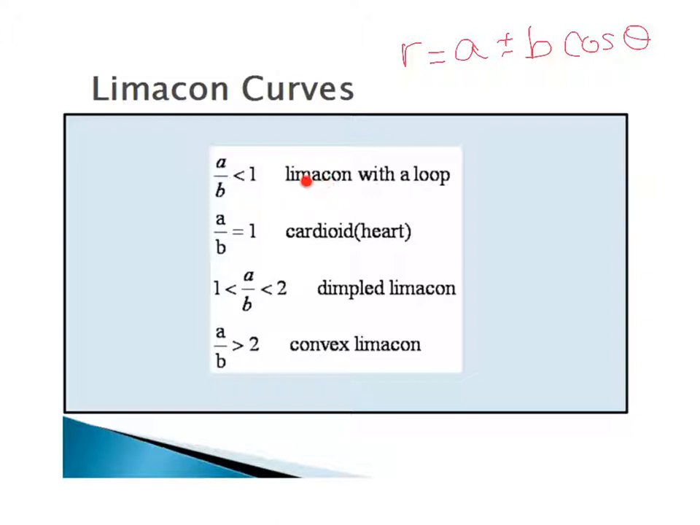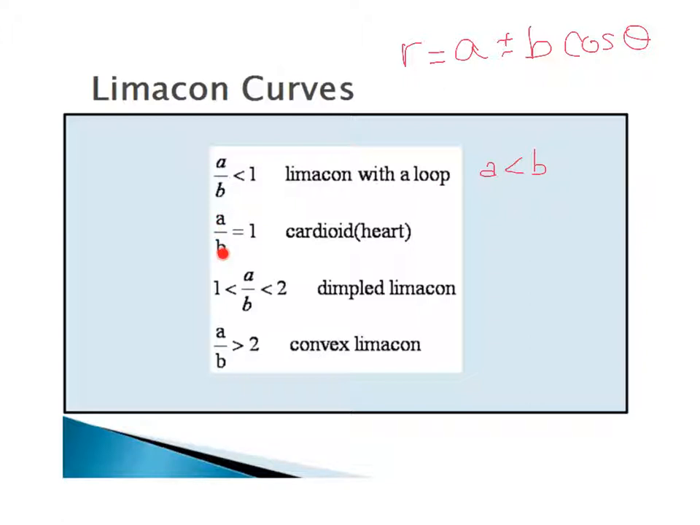So it's going to be a Limacon with a loop if you take A and divide it by B and you get a number smaller than 1. Well, that's a nice textbooky way, but for this to divide by this and be less than 1, that just means A has to be less than B. So that might be another way to think about that. If A is less than B, then you're going to have this nice Limacon with a loop. That's what we had yesterday.